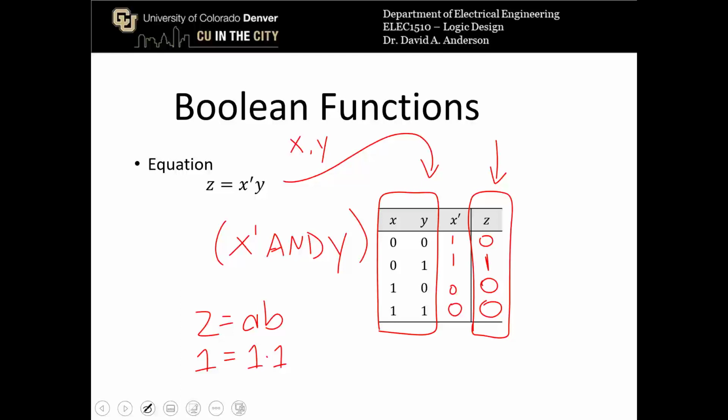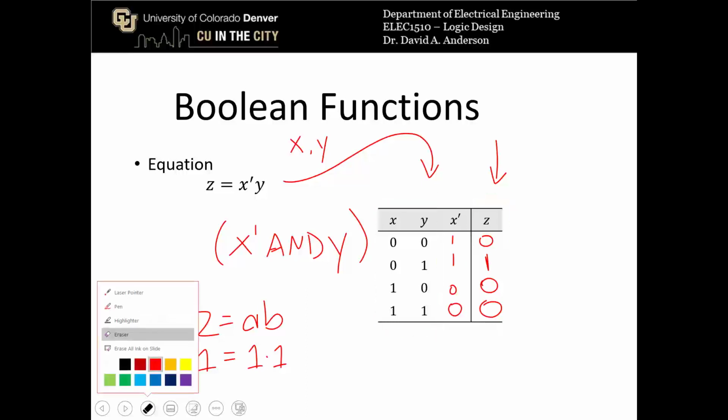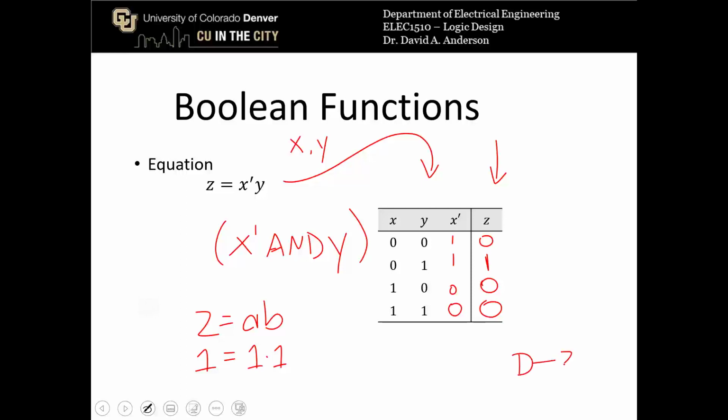Now the way that we would draw that as a logic circuit is, well, we know that z is the output of an AND gate, and we have two inputs to that AND gate. One of them is y, and the other one is x prime. And so in order to get the negated version of a variable, we have to use an inverter. So we'll plug x into an inverter, and then plug that into the second input of the AND gate.